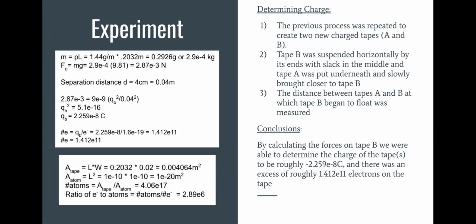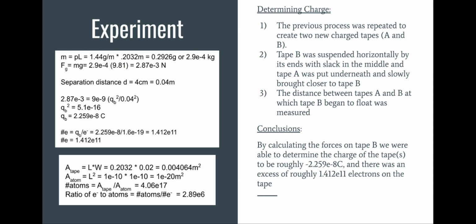For our calculations, we can start off by determining the force due to gravity, which is the mass times the acceleration due to gravity. The mass is equal to the length density times the length, which is about 2.9 e to the negative 4 kilograms. Multiplying that by the acceleration due to gravity gives us 2.87 e to the negative 3 newtons. Now, using Newton's second law and separation distance d, which we measured to be 0.04 meters, we can have the formula force due to gravity is equal to force electric, which is constant k times qb, the charge of the tape, squared, divided by the distance d squared.